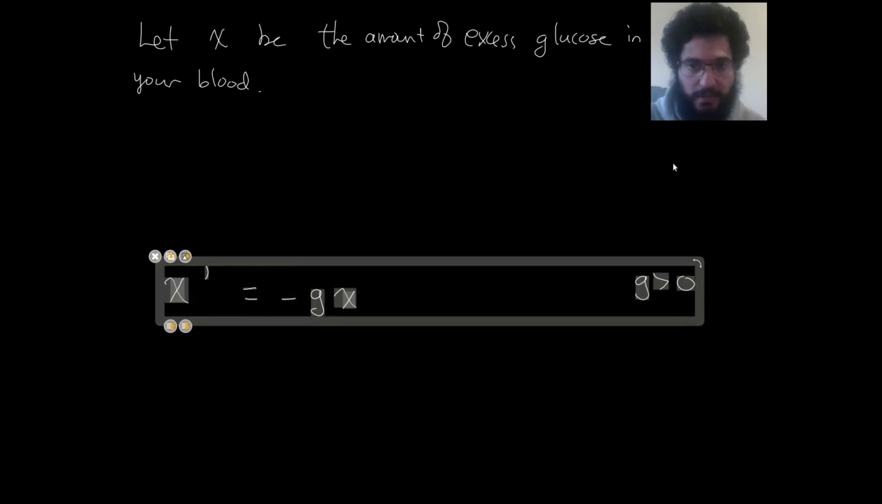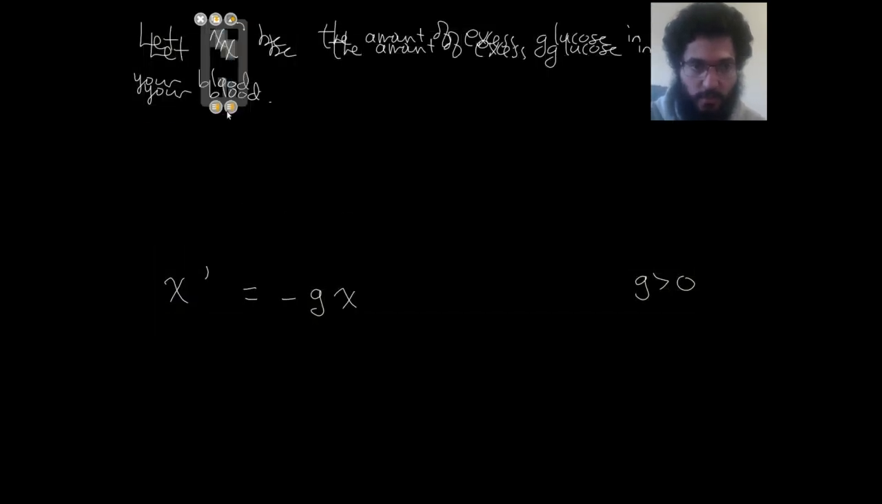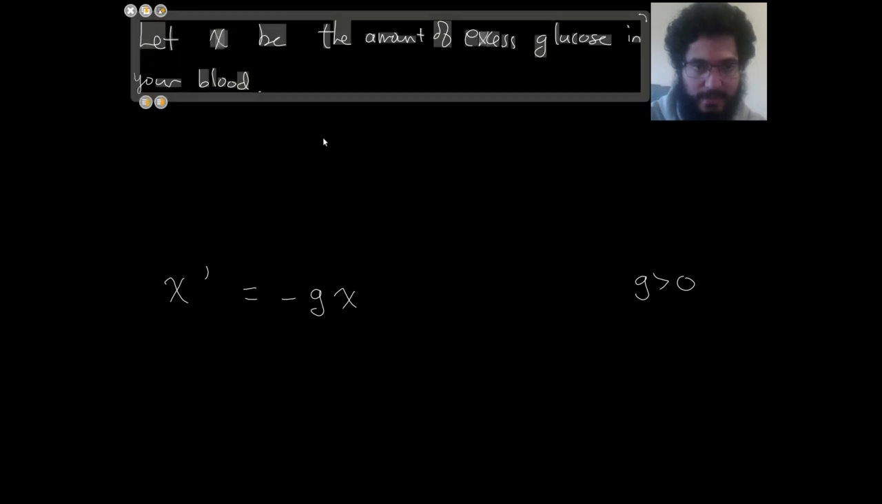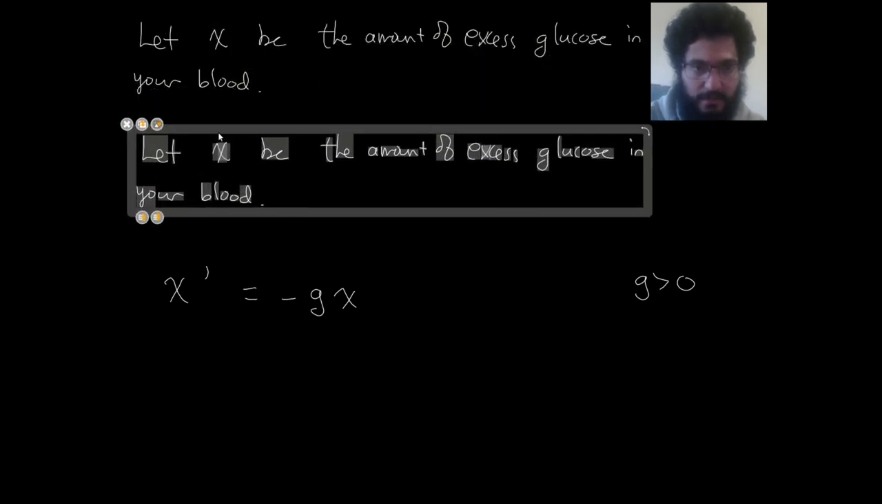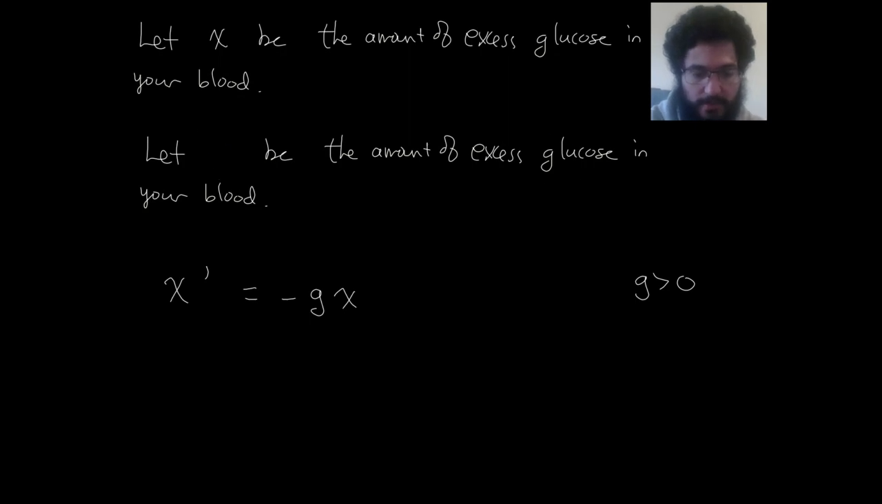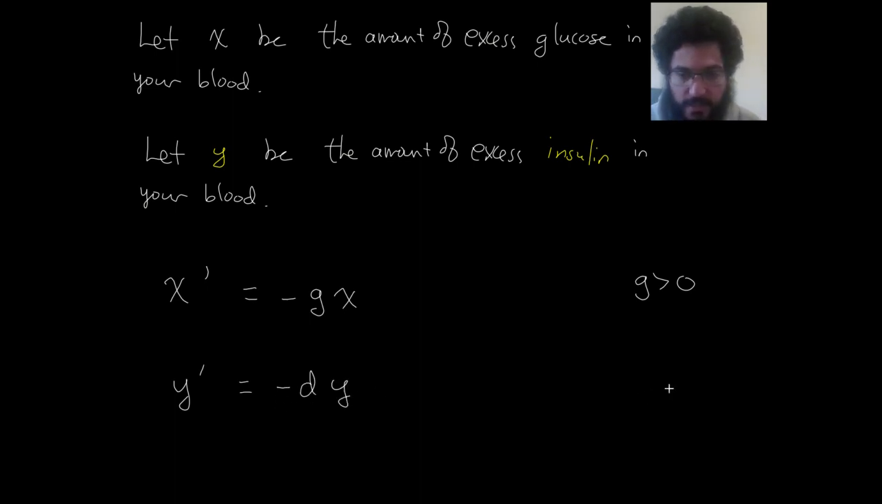All right, now I'm going to define a new variable, which is y. And let's say y is the amount of excess insulin in your blood. So that can also have a sort of natural decay to it. So we'll say y prime equals some negative constant times y. So here d is positive. So d is the insulin decay rate. So this is before we put in any mechanism for the interaction between glucose and insulin.